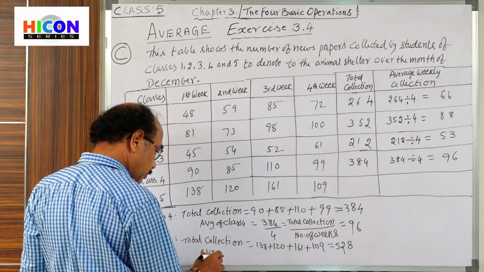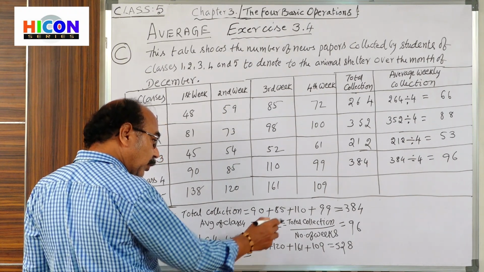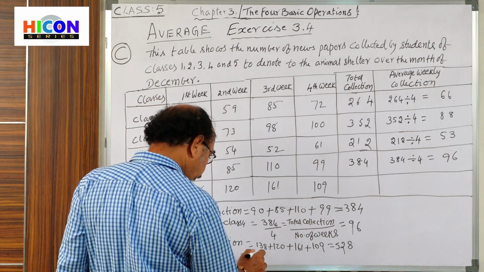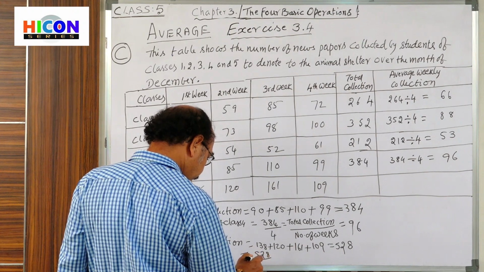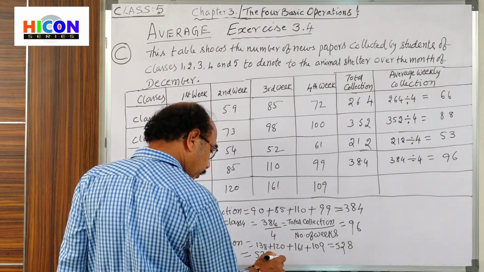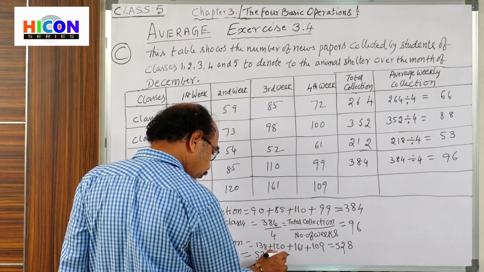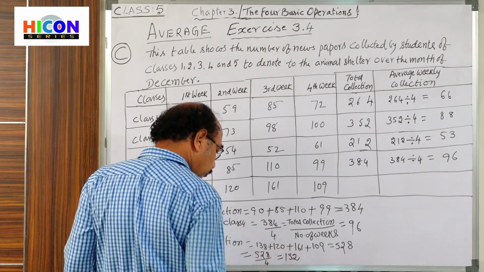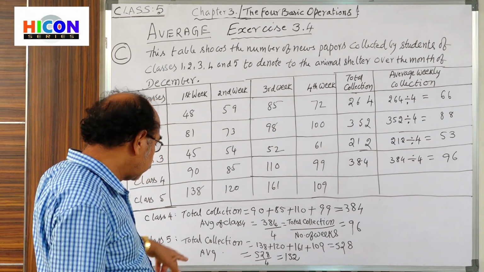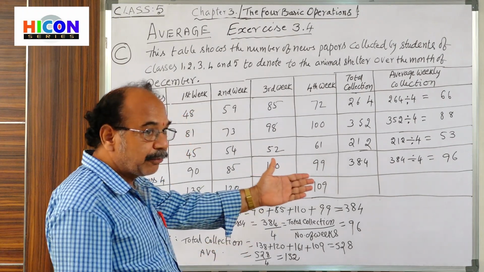Now, average collection. Average is equal to total by number of weeks. That is equal to 528 by 4. Divide. Here 4 ones are 4, 1 remainder 12, 4 threes are 12, 4 twos are 8. 132. This is class 5 average. So write it here. In the tabular form, now we can fill up.